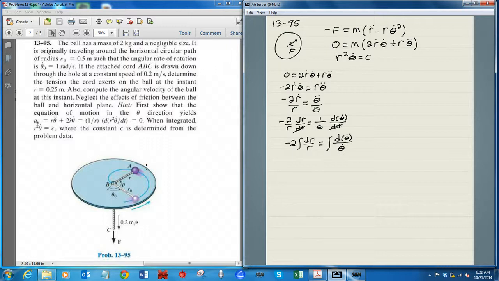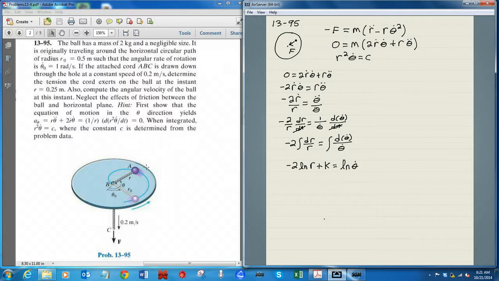Okay, so on the left hand side, this isn't too bad to integrate. It's basically du over u, so the integral of that is going to be a minus 2 ln of r plus some arbitrary constant, I'll call it k. And then on the right hand side, it's basically the same thing. It's du over u, so that's just the ln of theta dot. And I don't need an arbitrary constant because I've already put one in on the left hand side.